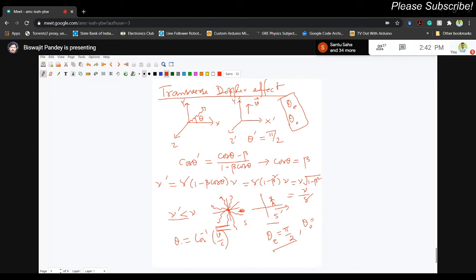You can calculate that the theta observed will be, again it will come out cos inverse v by c, and v by c is less than 1. So what is your conclusion? যেটা pi by 2 ছিল এখানে, theta e was equal to pi by 2, theta observed কি হবে? pi by 2 থেকে বড় হবে না ছোট হবে?